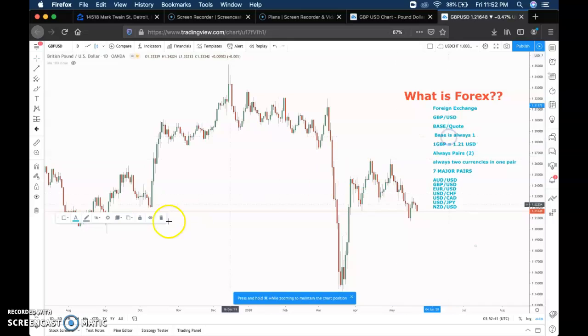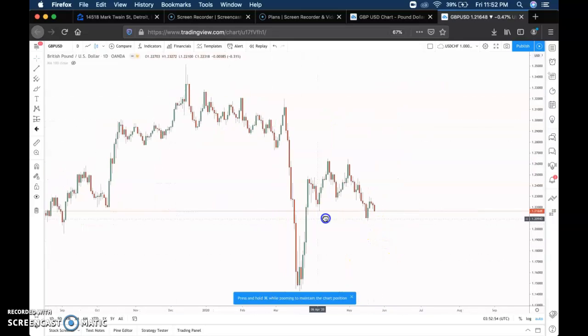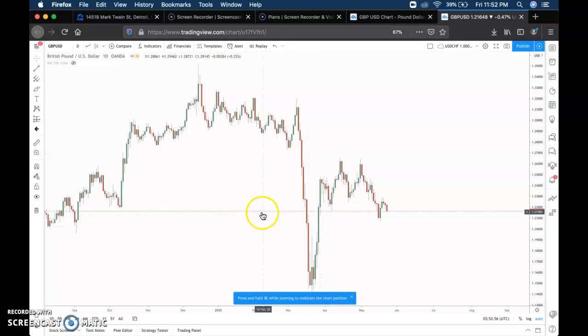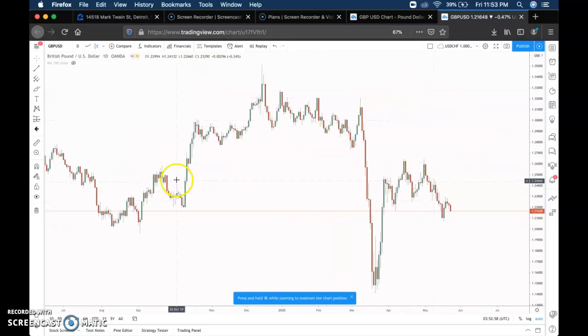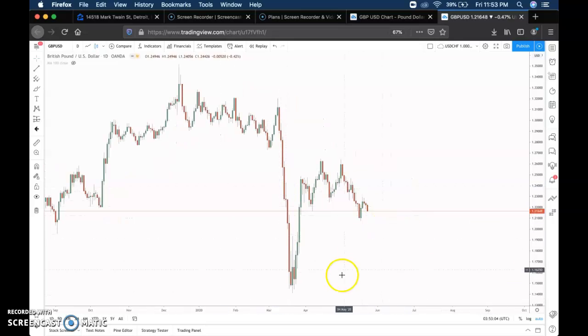I'm going to delete this now. Delete this as well. What I want to do is show you how to read a chart. So how do you read a chart? When I first started trading, I was looking at the chart like, what the heck is this? It looks like craziness, right? But it's not. Once I explain, by the end of this video, you'll understand the chart.